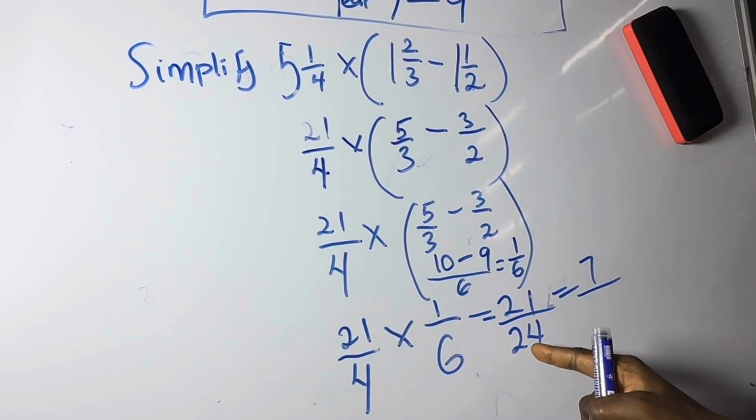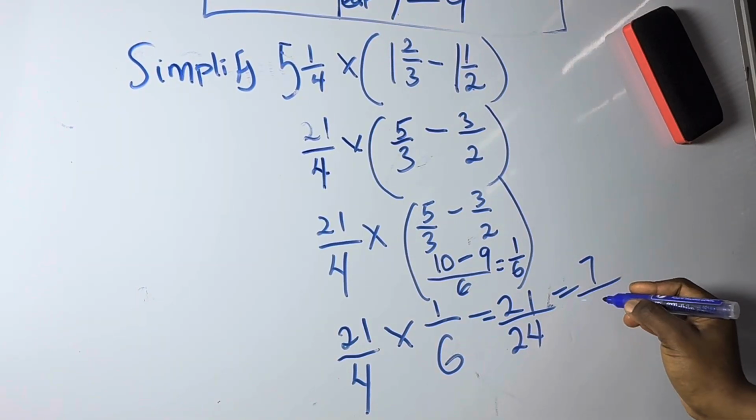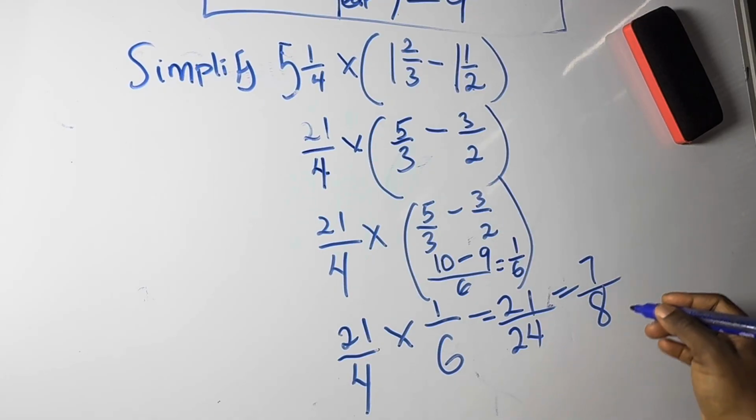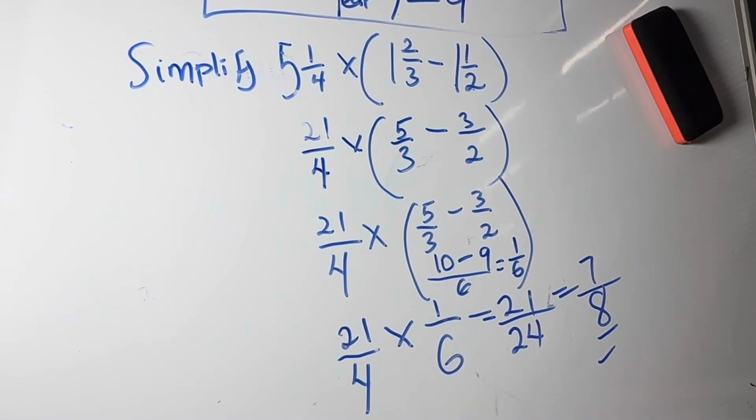Over 3 in 24 is what? That's 8. So now this is the final answer. Do you understand?